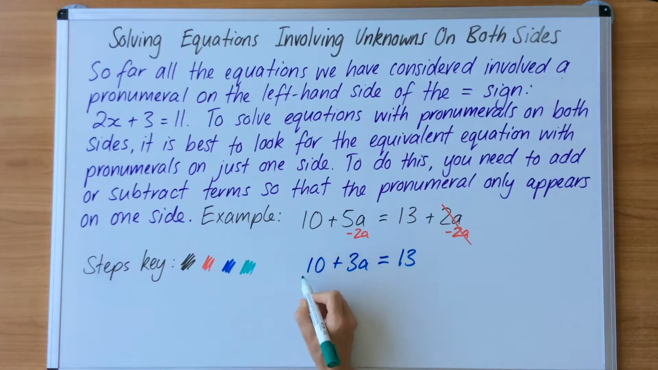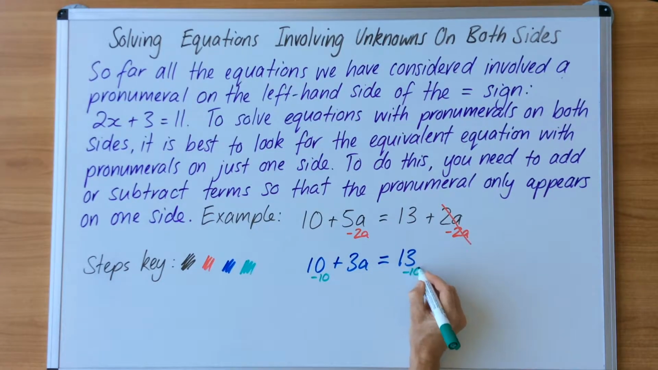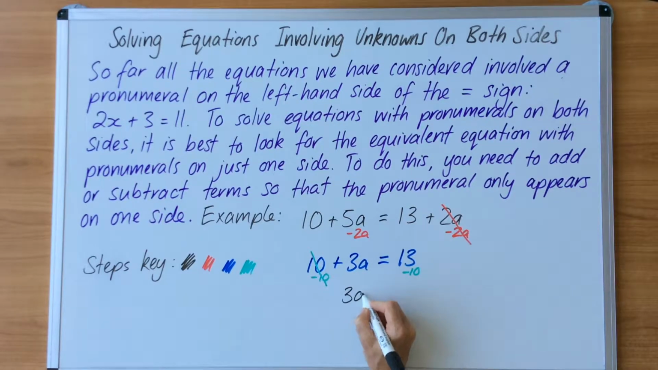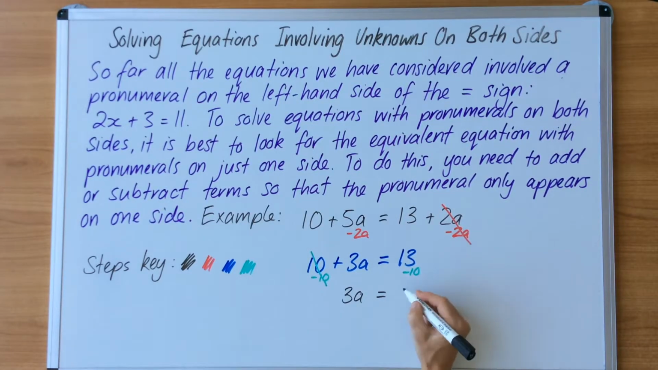So this is what I want to eliminate. So the opposite of positive 10 is negative 10. And what I do to one side, I do to the other. That cancels out, crosses out. And then I can rewrite this down the bottom here. 3a equals 13 minus 10 equals 3.